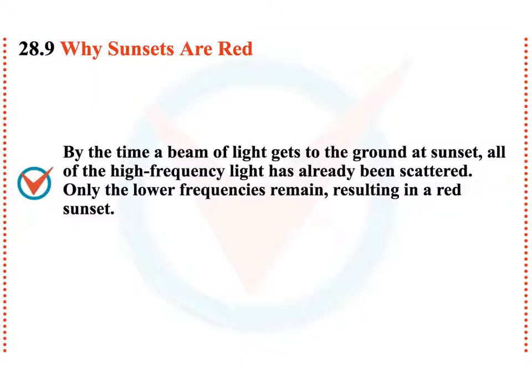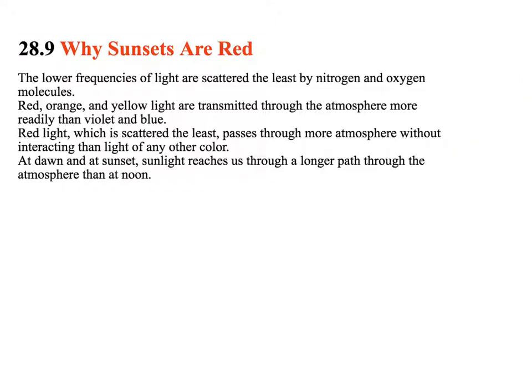By the time a beam of light gets to the ground at sunset, all of the high-frequency light has already been scattered. Only the lower frequencies remain, resulting in a red sunset. The lower frequencies of light are scattered the least by nitrogen and oxygen molecules. Red, orange, and yellow light are transmitted through the atmosphere more readily than violet and blue. Red light, which is scattered the least, passes through more atmosphere without interacting with the light of any other color.